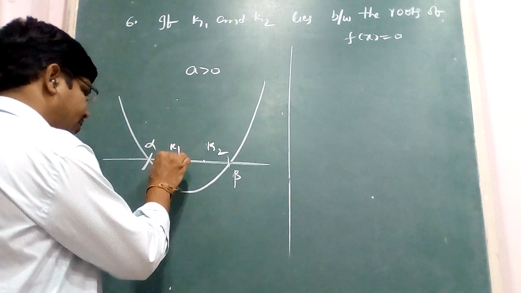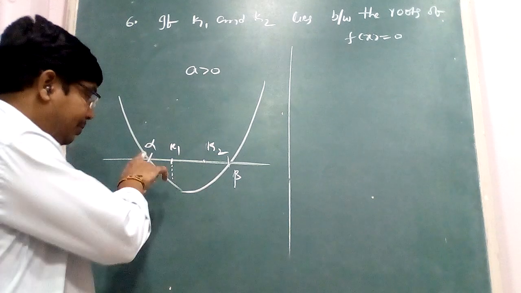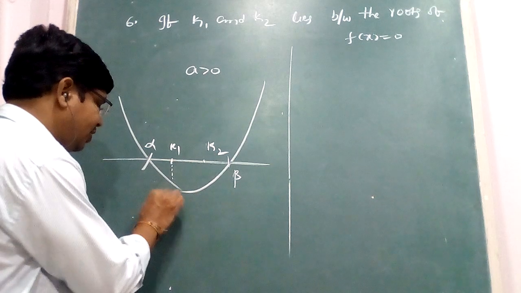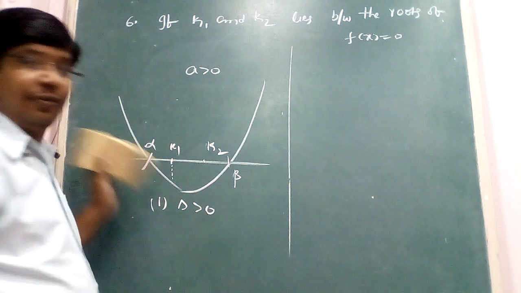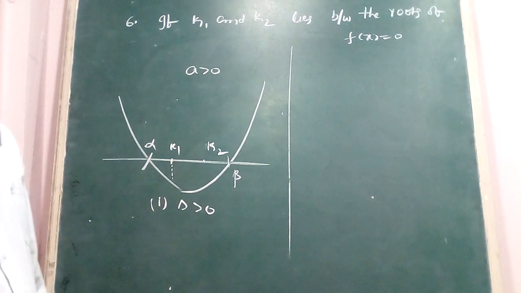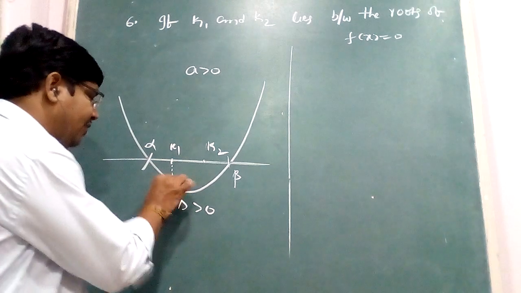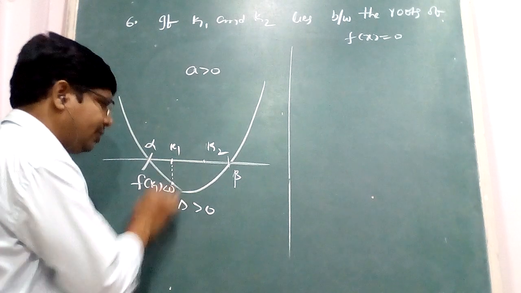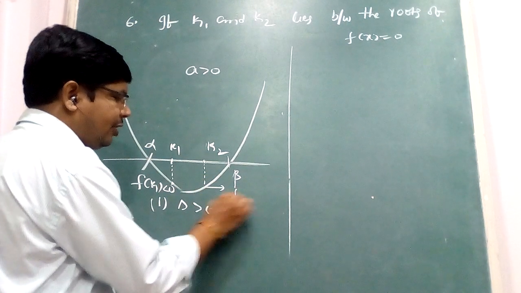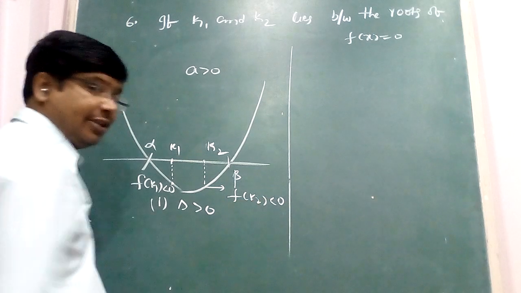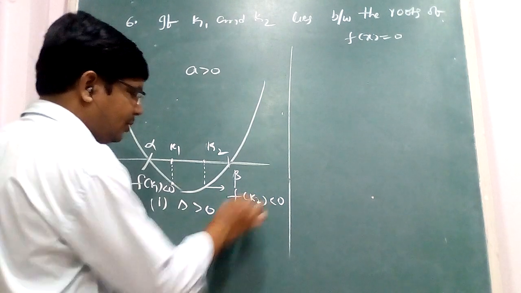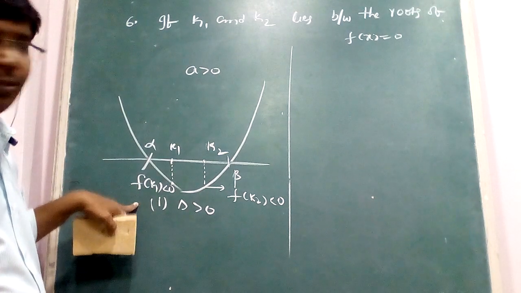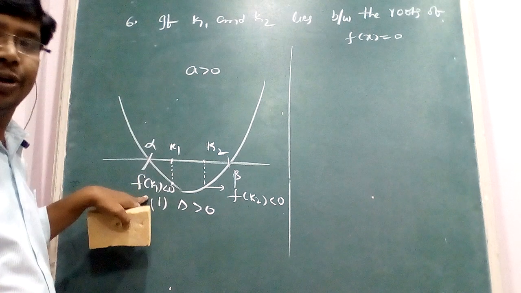Now here, is alpha equal to beta possible? No. The first condition is delta greater than 0. Second condition is the f of k1 value: it is negative, below the x-axis. The f of k2 value is also below the x-axis, less than 0. Now a is positive and f of k1 is negative. Positive into negative, you get negative only.